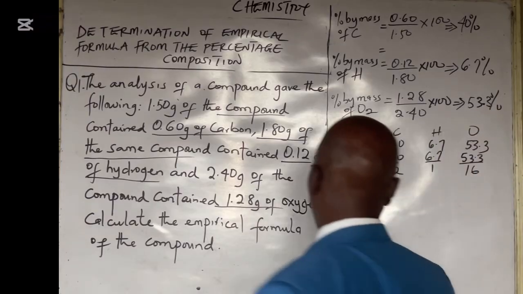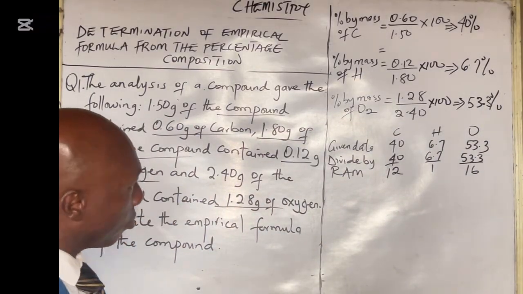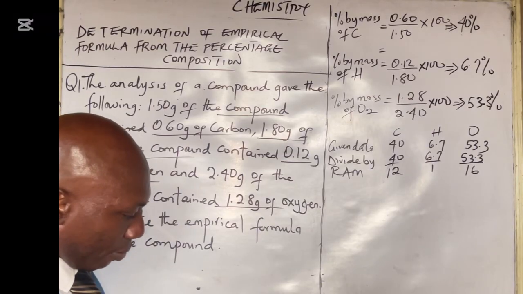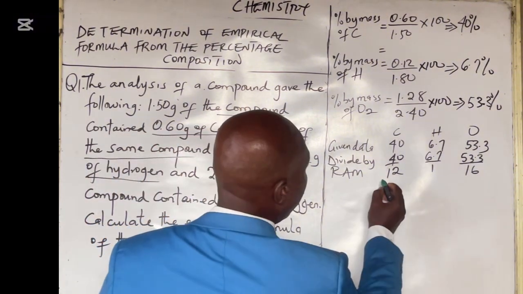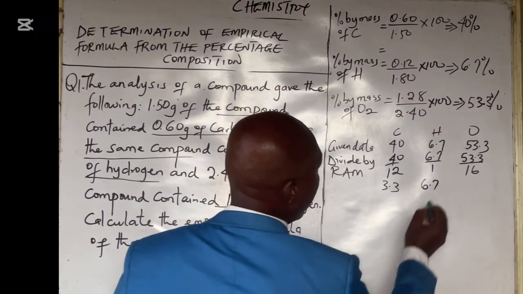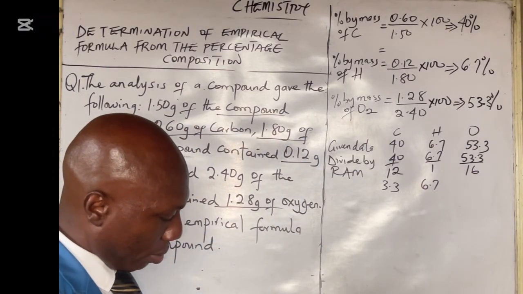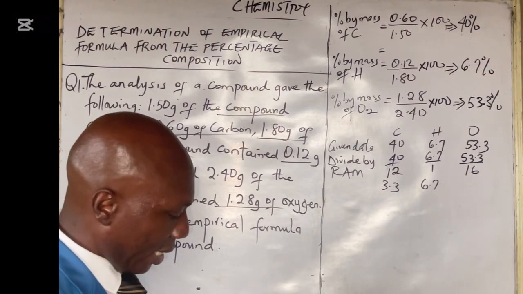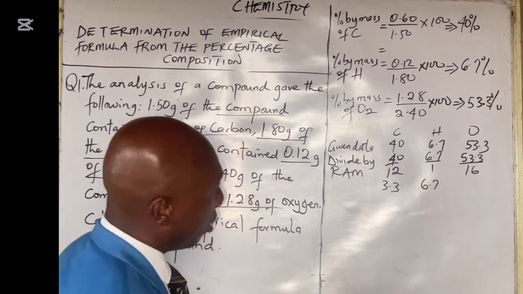So we need to divide. We have 40 divided by 12, that's 3.3. The 6.7 divided by 1 is 6.7. We have 53.3 divided by 16, that's 3.3.